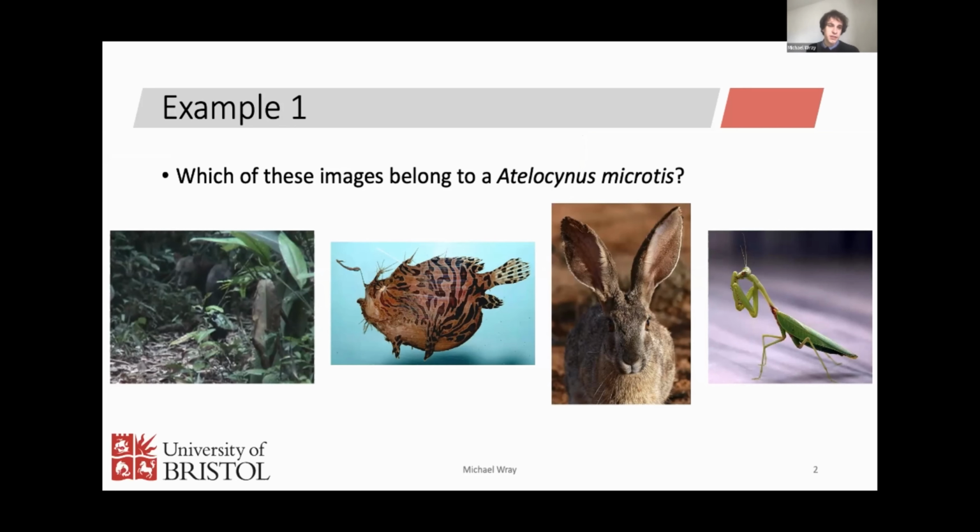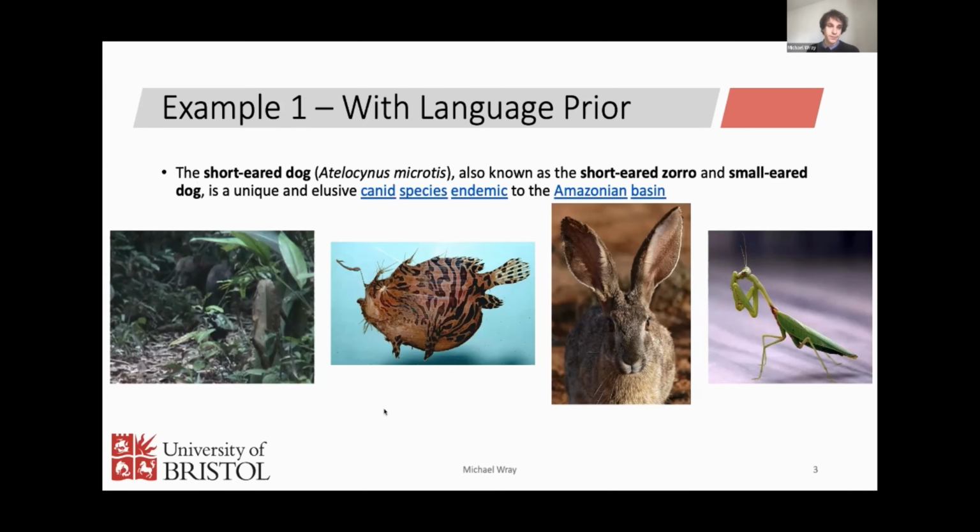And we can see from these images that there's a number of different animals. And what I'm hoping is that this represents an unseen class. So many of you don't know what this is, and answering this question would just be a 1 in 4 chance if it was a guessing game. However, when we look at a language prior, I've just taken the first sentence from Wikipedia here. It says the short-eared dog, also known as the short-eared Zorro and small-eared dog, is a unique and elusive canid species endemic to the Amazonian basin. I want to highlight 2 things here, primarily the Amazonian basin and the short-eared dog.